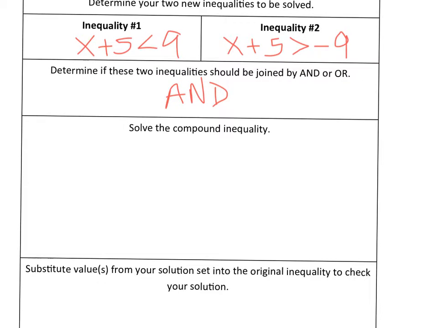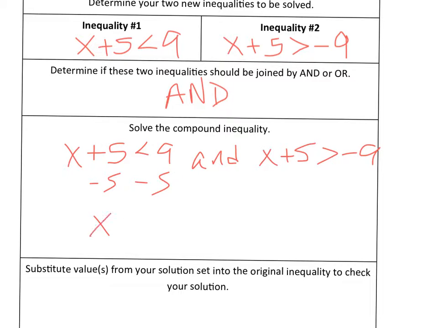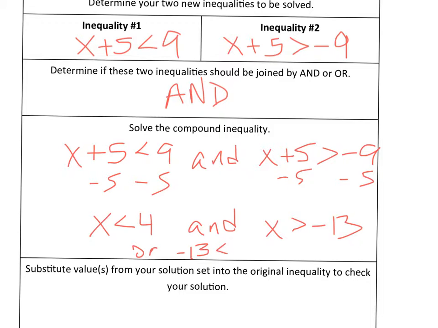So now I need to actually solve these two inequalities. X plus 5 is less than 9, and x plus 5 is greater than negative 9. So minus 5, x is less than 4, and subtract 5, I get x is greater than negative 13. I could also write this together as negative 13 is less than x is less than 4, if you wanted to.